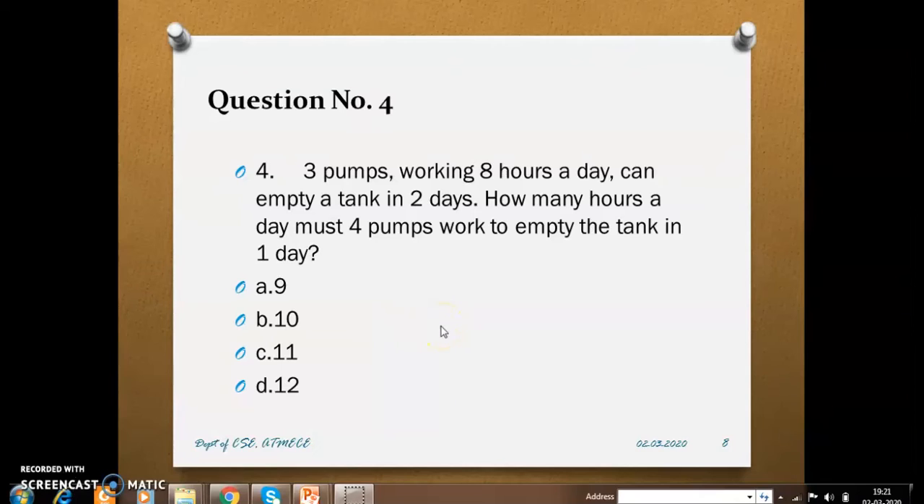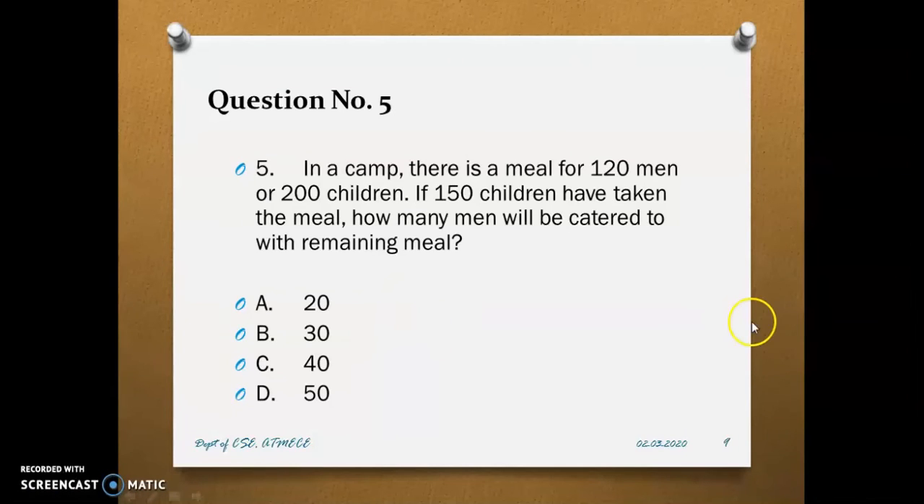So let's see the next question. Question number 5 says, in a camp there is a meal for 120 men or 200 children. If 150 children have taken the meal, how many men will be catered to with the remaining meal? So there is a meal for 200 children. 150 children have taken the meal already. So the remaining meal is to be catered to 50 children.